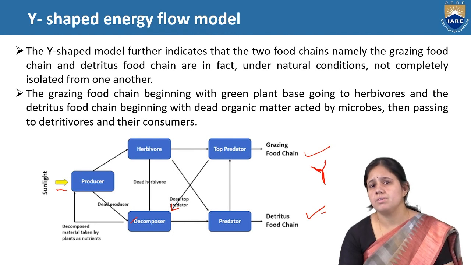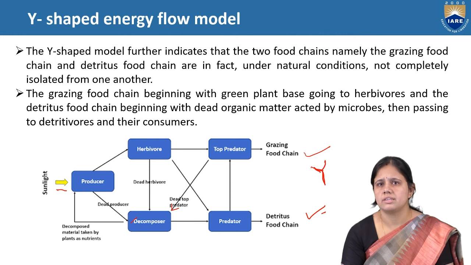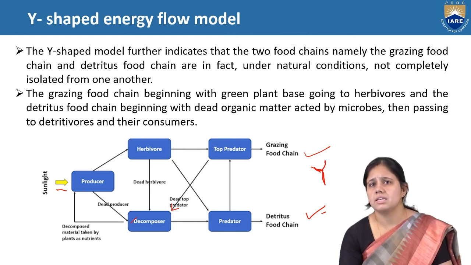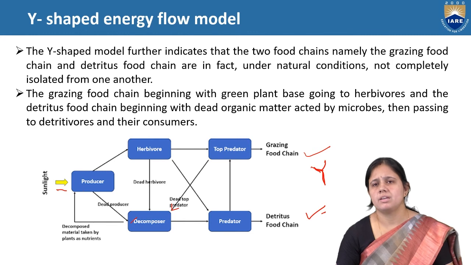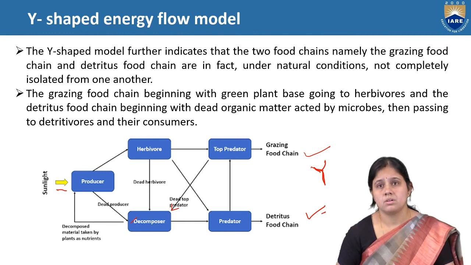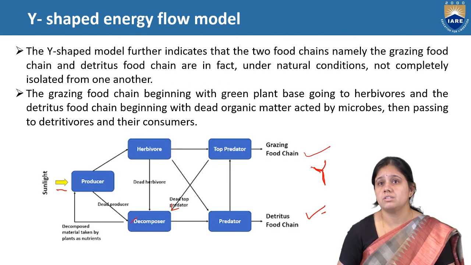In this way, we can also say that both food chains are interconnected with each other, because the detritus food chain begins with the dead organic matter and passes to detritivores and their consumers, and the grazing food chain begins with the green plants and goes to herbivores. This is the basic concept of the Y-shaped energy flow model. It is the interconnection of both food chains, and they make energy available for the next trophic level. Now, what is the significance of this Y-shaped energy flow model?